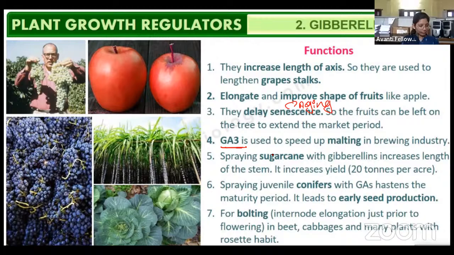Anything? Anybody? Which part of sugarcane do we usually use to make juice? Exactly. Oh, Srikakulam students are very active. Only I'm getting answers from them.